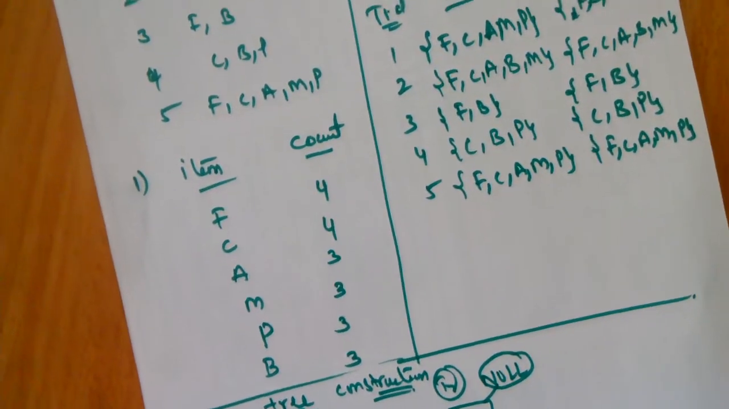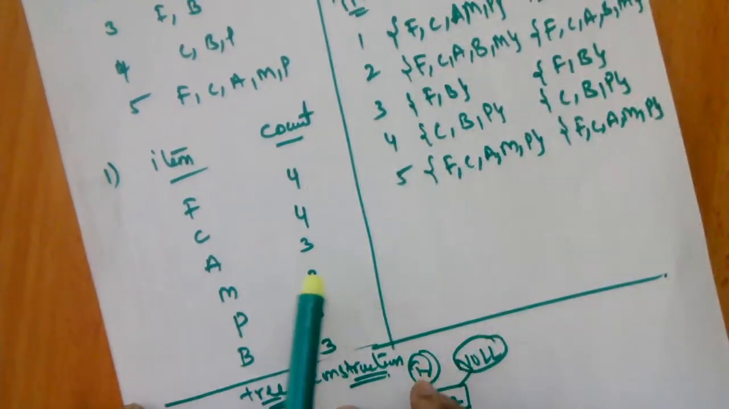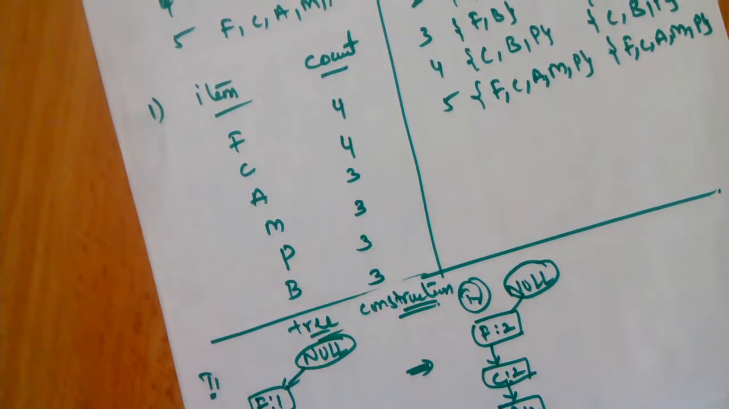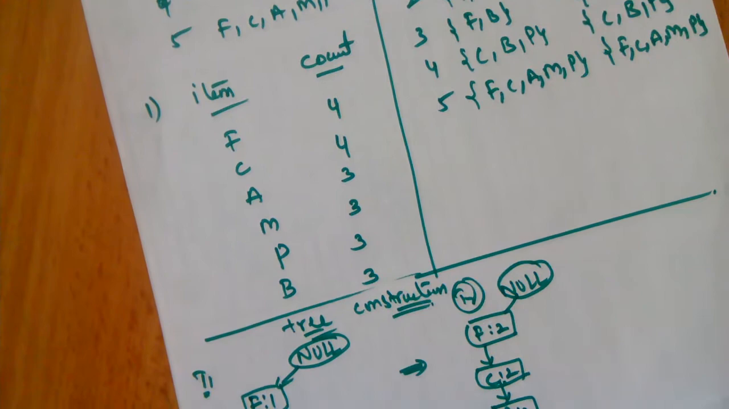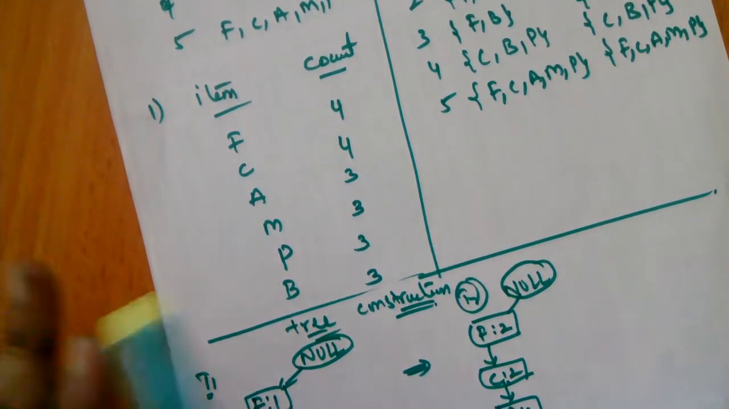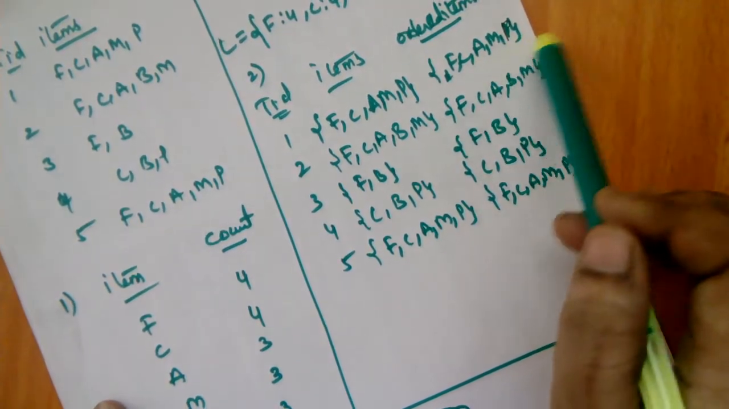Okay, next, now all the ordered item sets are inserted into the data structure. Now we have to insert into the tree data structure. First we will take the first transaction. What is the first transaction here? Ordered FCAMP. Now I am constructing.